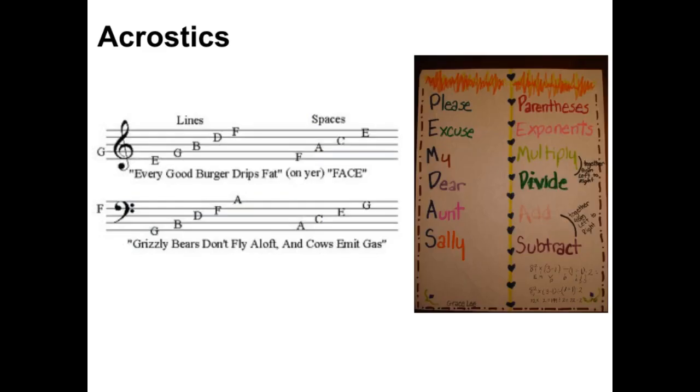Acrostics are a variation of acronyms. They are silly sentences formed with words beginning with the same letters as the sequence to be memorized. Acrostics are a good choice when information needs to be recalled in a specific sequence, such as the order of the planets, or when the letters themselves do not form any recognizable words.